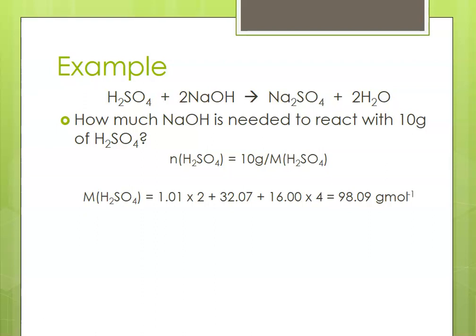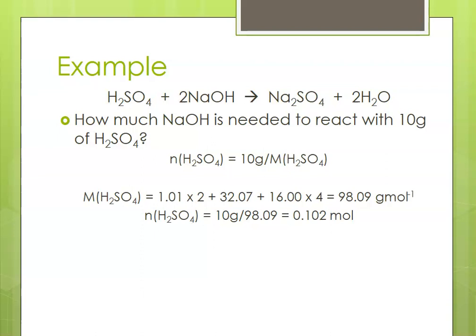From that, we can work out the number of moles of sulfuric acid, 0.102 moles of sulfuric acid. So mass, 10, divided by molar mass, 98.09. We've got the number of moles.